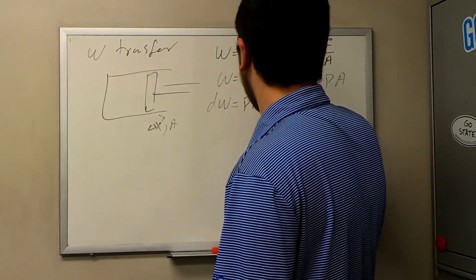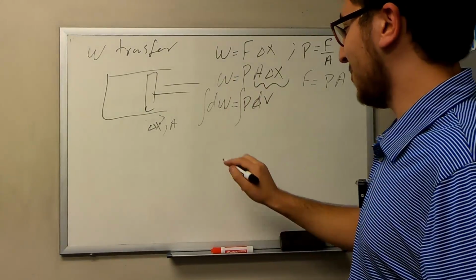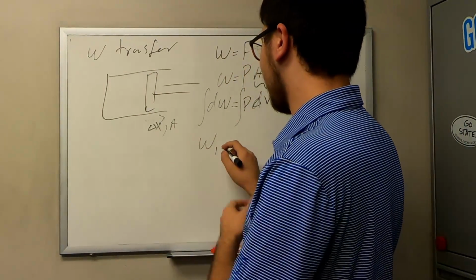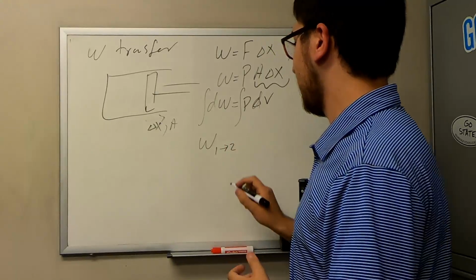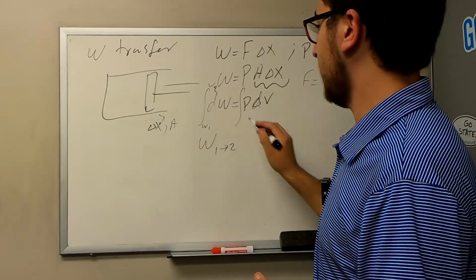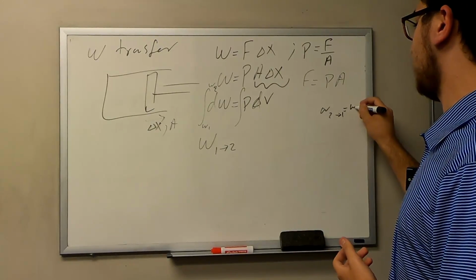So we can have a change in work and change in volume. Take the integral. I'm just going to skip a few steps and I can explain it. We can have the work from state 1 to 2. And if we actually do the integral from 1 to 2, we get W2 to 1, and that is equal to W1 to 2.